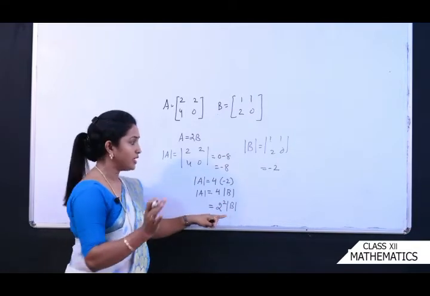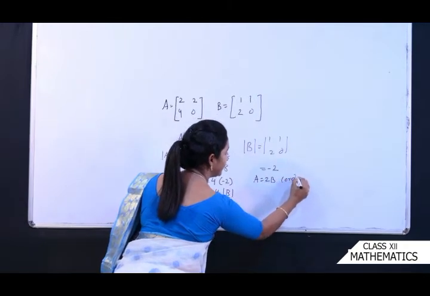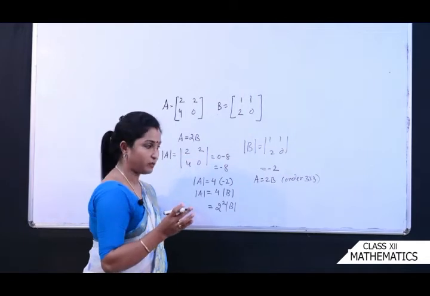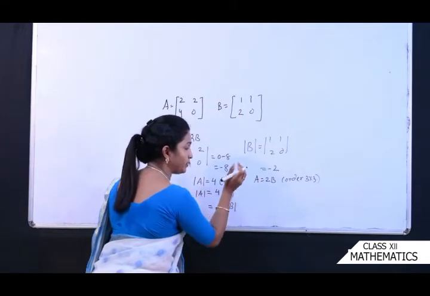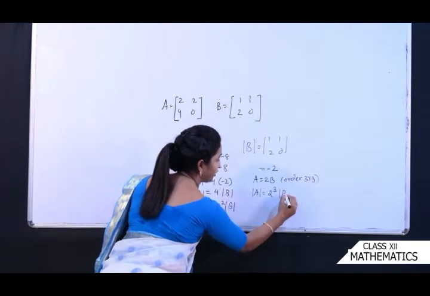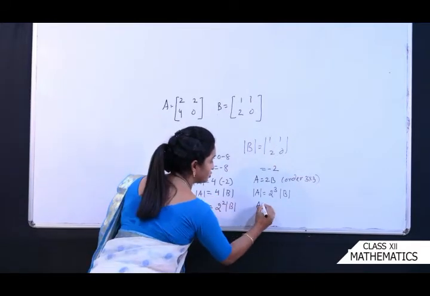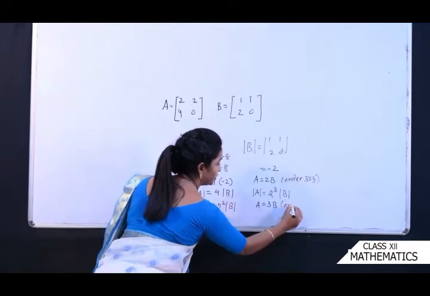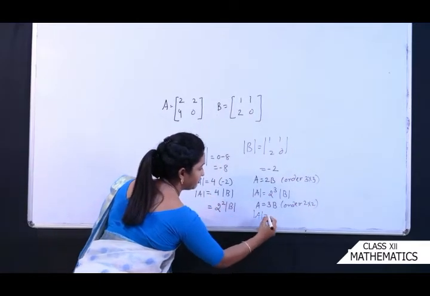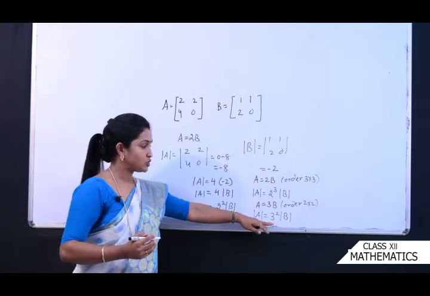It's a result. Okay, suppose you have the same thing, A is equal to 2B, and the order is 3 by 3. Then when you find the determinant, it will be 2 cube into determinant of B. Understood? Same way, if you are given A is equal to 3B of order 2 by 2, then if you find the determinant, it will be 3 square into determinant of B. Clear?